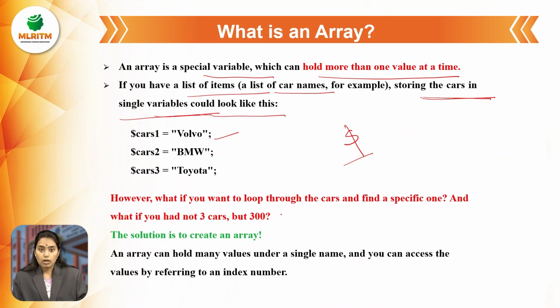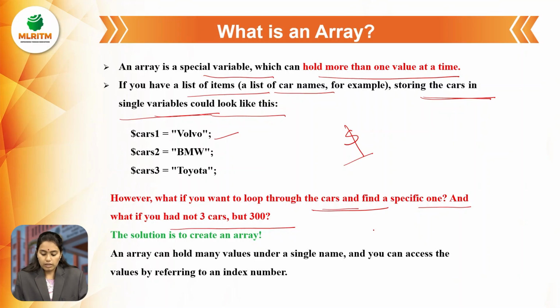So, if you have a list of items, storing the car names in single variables looks like this. However, what if you want to loop through many cars and find a specific one, and what if you had not 3 cars but 300? From the above example, we can assign single variables one by one. If I want to retrieve the 300th car, how can I? It is not possible, right?